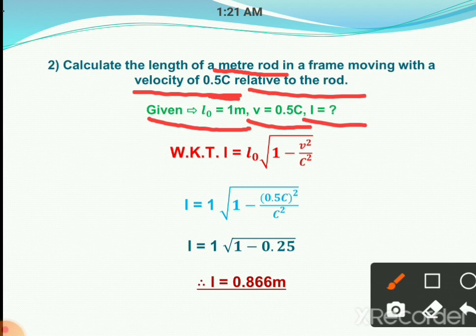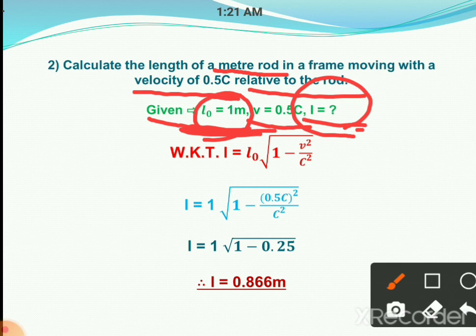Small letter L is nothing but the relativistic length. L0 is the proper length. In this problem, the proper length L0 will be given. The length of the rod will be constant, and the constant length is nothing but the proper length. So, proper length will be L0. We have to find out the relativistic length, that means the rod is moving in such a frame. Therefore, we have to calculate L.